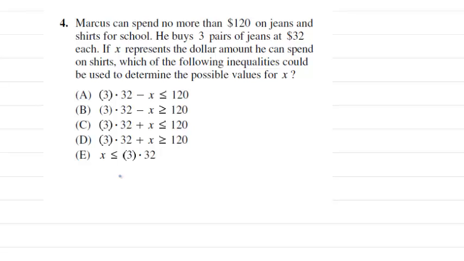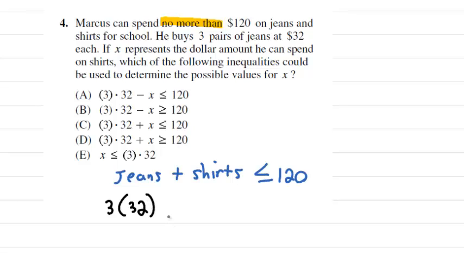Well, the total amount he spends on jeans plus what he spends on shirts has to be less than or equal to 120 because he's spending no more than 120. So he could spend 120 in theory. 3 pairs of jeans cost him $32 each, so 3 pairs of jeans at $32 each, plus he's also going to spend X on shirts, and this amount has to be less than or equal to 120. So what we just constructed looks exactly like choice C.